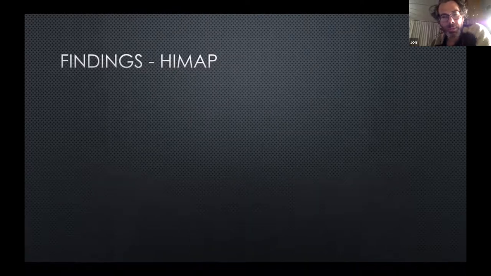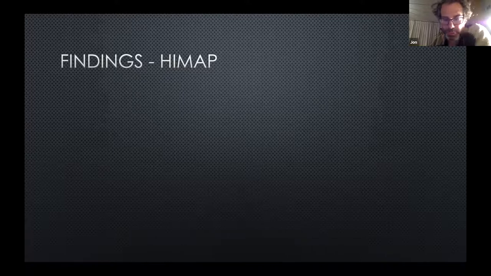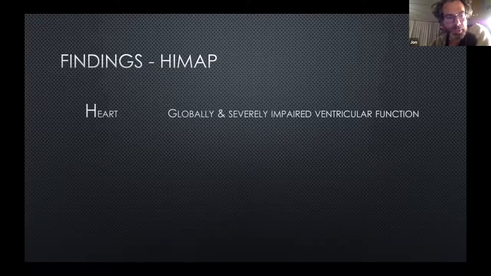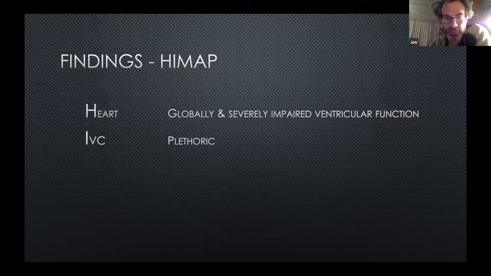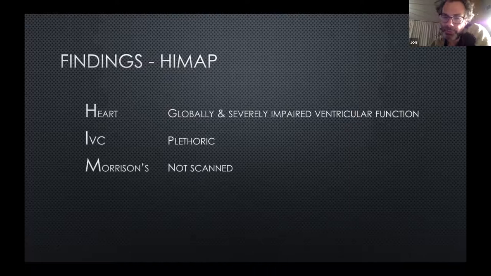So we'll talk a bit about the protocols later, and there's a system called HIMAP, which I tend to use as a kind of structure for patients with undifferentiated shock. So in terms of this chap, H is for heart. I'd say he had globally and severely impaired biventricular function. I is for IVC, which I think was plethoric, dilated, not collapsing much. M is for Morrison's pouch or free fluid, and we didn't scan that in this chap, didn't think it was really relevant.